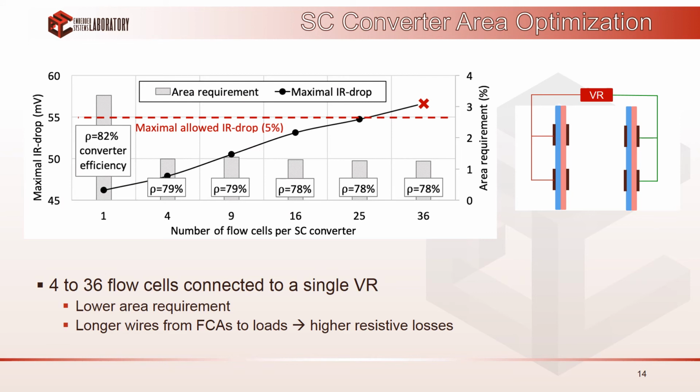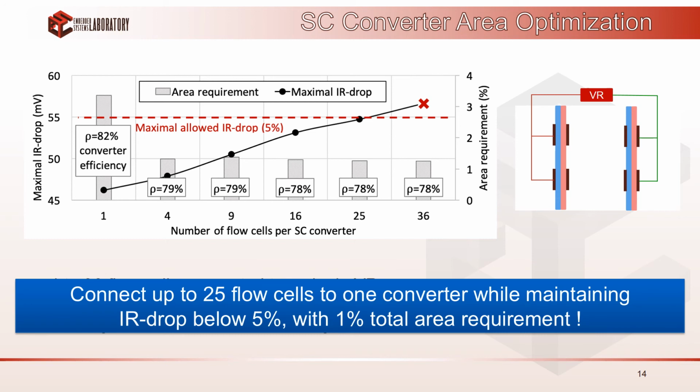In our experiments, we connected 4 to 36 flow cells to each converter, and we observed that the area requirements in terms of total chip area percentage is lower as the number of connected flow cells increases. However, the maximum voltage drop increases as well due to longer wires between the FCAs and the output loads. Yet, we are able to connect up to 25 flow cells to one regulator while maintaining the voltage drop or IR drop below 5%, which corresponds to 55 millivolts for our VDD, and the total area requirement stays around 1% of total chip area.